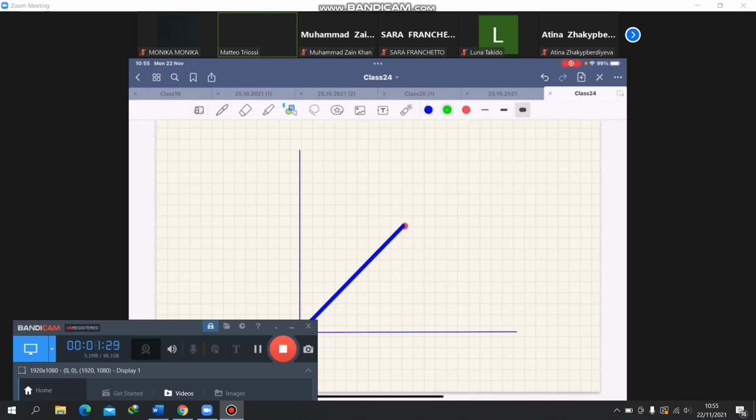This is the origin, 0, 0. And sometimes, somehow in an imprecise way, but graphically suggestive, vectors are denoted by an arrow.